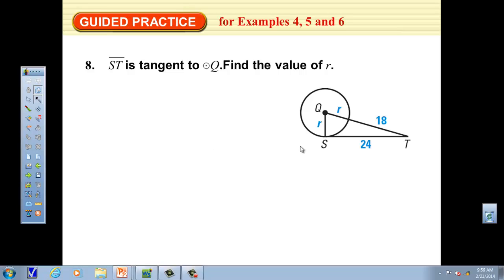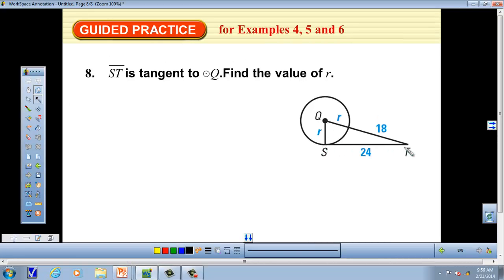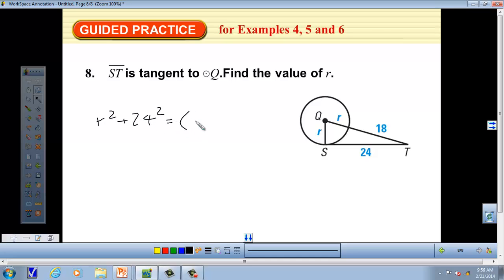Here's another one where we have to solve. Again, we have r squared here plus 24 squared, and on the hypotenuse it's r plus 18. So we'd have r squared plus 24 squared equals r plus 18 squared this time. We have r squared here plus 576 here. That's equal to r squared. And I'm going to do this a bit quicker. This middle term is really 2 times this, so that makes that 36r. And then the last term is 18 squared, which is 324.